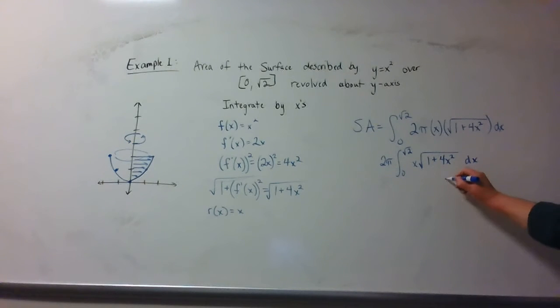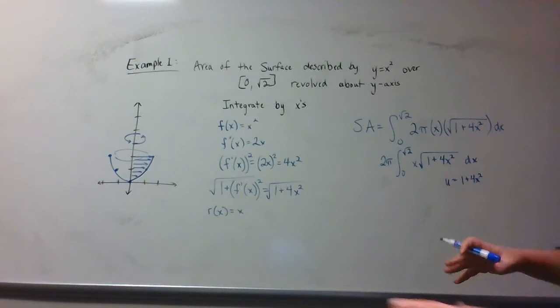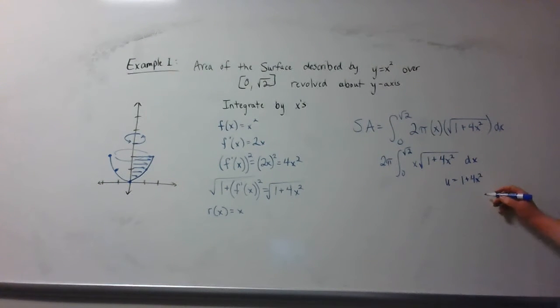That's a great idea. So u equals 1 plus 4x squared. I am going to go ahead and switch my bounds again like I did before. So I'm going to plug in x is 0 and x is the square root of 2 and see how that changes. If I plug in 0, 4 times 0 squared is still just going to be 0, so that's going to end up being 1 for my u value.